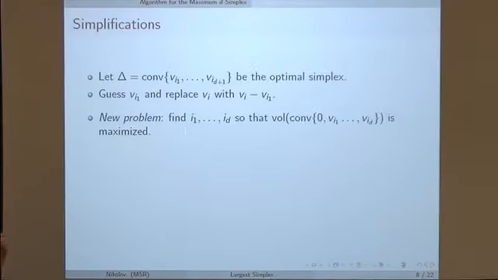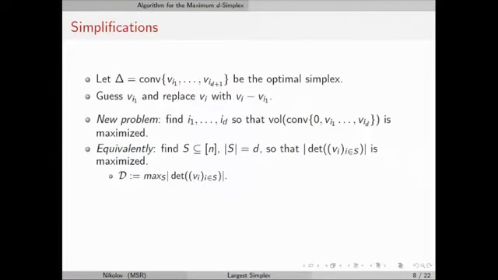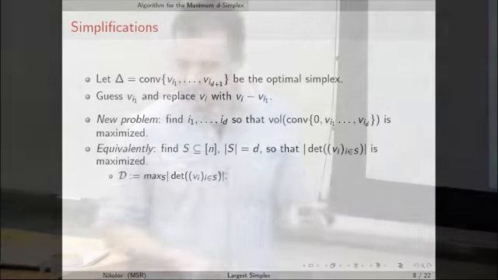But now after we do this, the new problem is to find not d plus 1, but only d points from the input. So a subset of d points from the input, so that the volume of the convex hull of these d points and the origin is maximized. Okay, and that's convenient just because it lets us make the problem a linear algebra problem as opposed to a geometry problem.